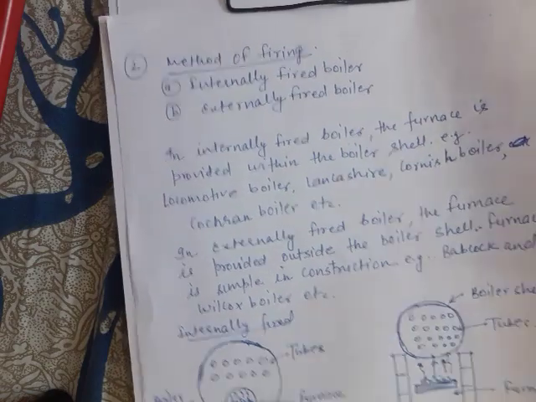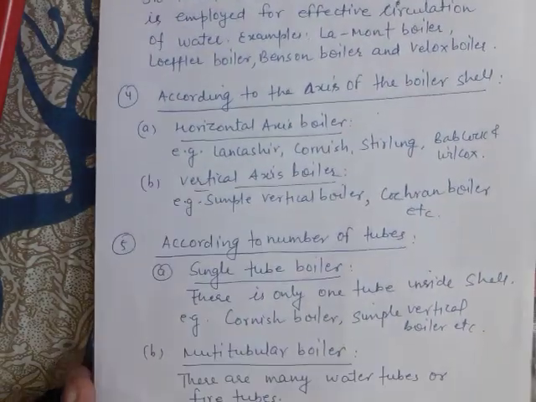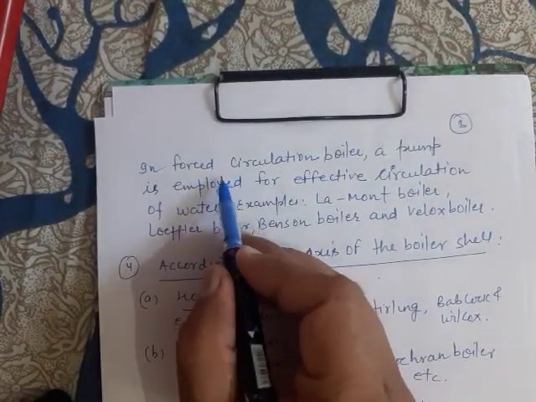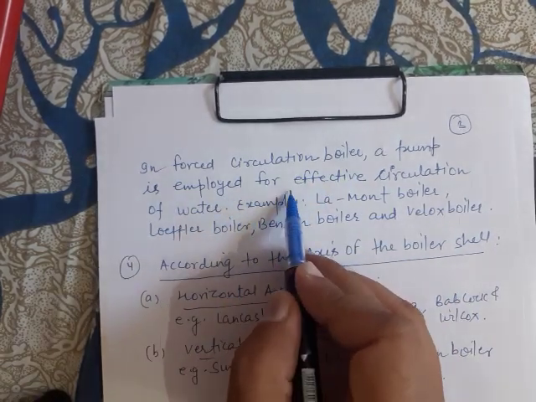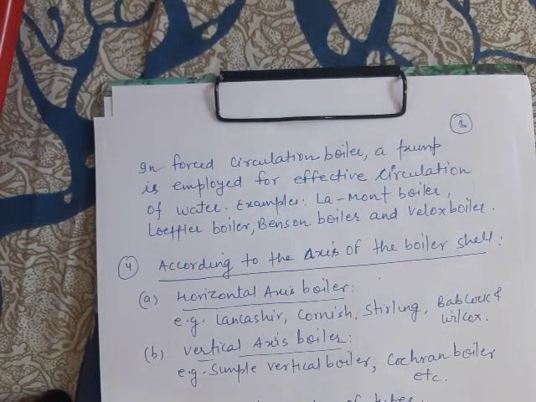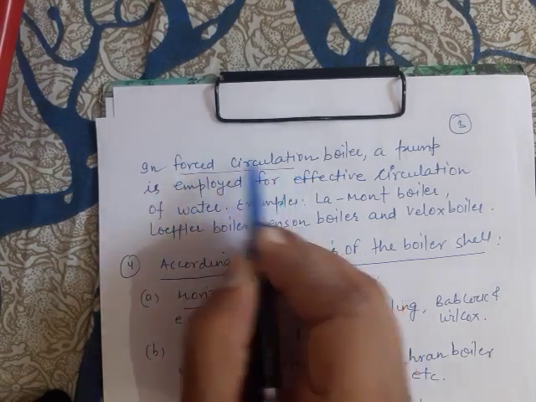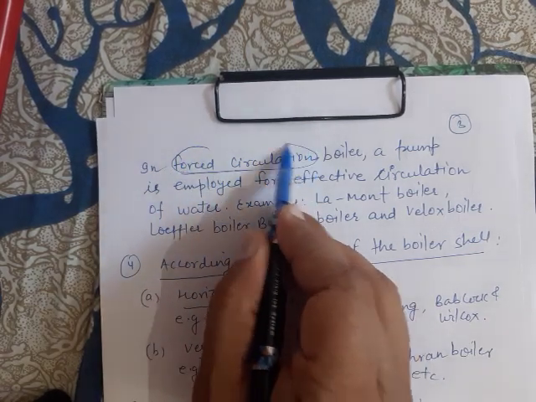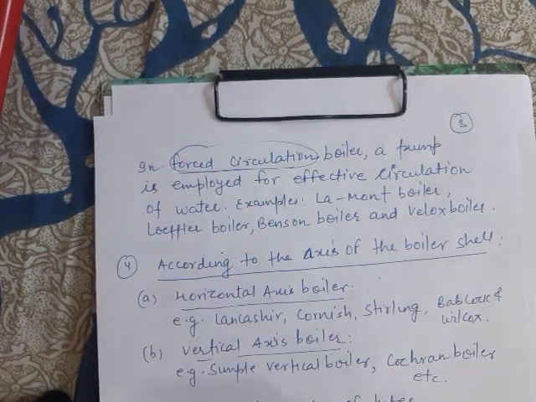Now let's see the forced circulation boiler. What is the meaning of forced circulation boiler? In a forced circulation boiler, a pump is employed for effective circulation of water. What is the meaning of forced circulation? In a forced circulation boiler, a pump is employed for effective circulation of water inside the boiler.